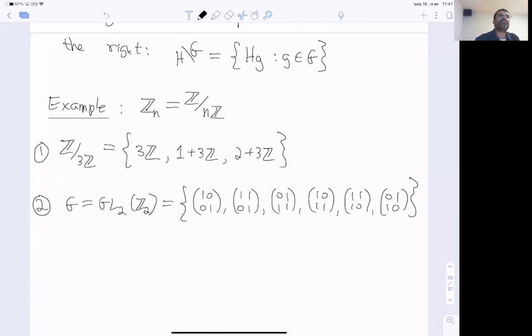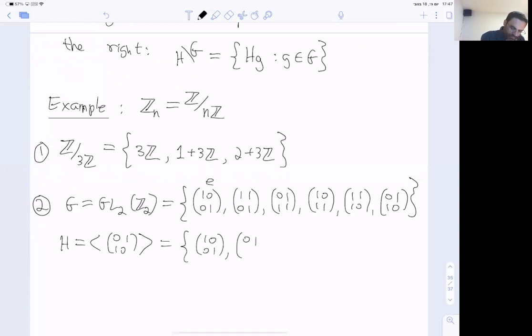Now think of this subgroup being generated by this element. This subgroup contains only 2 elements, the E and this one, because if you take the square of it, you get back to E. That's all.